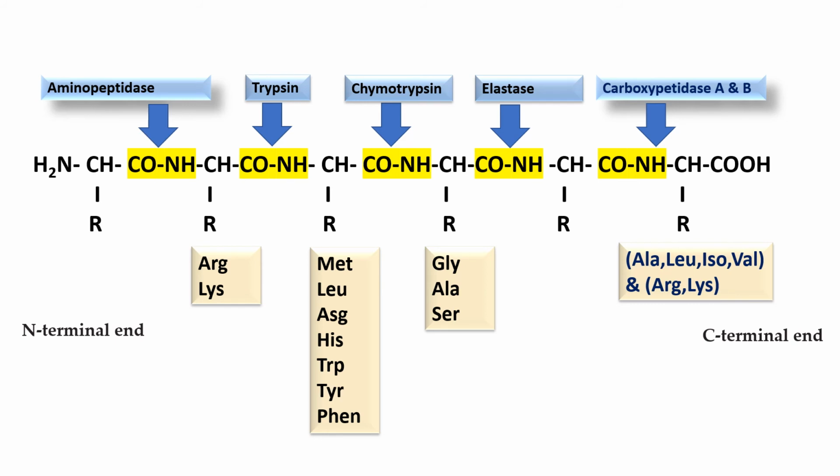So these are the sites where trypsin, chymotrypsin, elastase, and carboxypeptidase A and B act. Carboxypeptidase A and B act on the terminal peptide bond, while aminopeptidase acts on the N terminal and carboxypeptidase on the C terminal. So this is very important. Try to remember it. It may be asked in your MCQs.